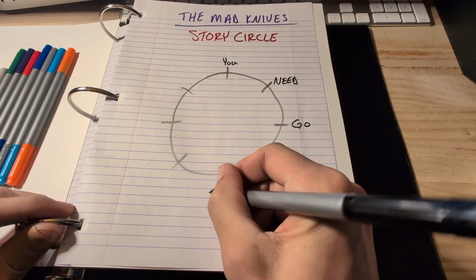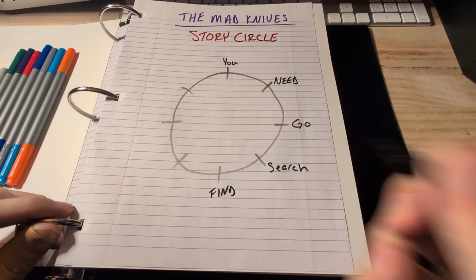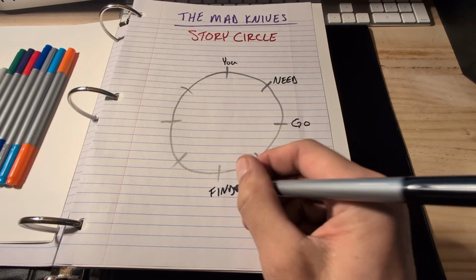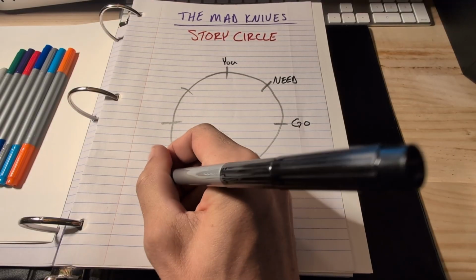Find, at the bottom of the circle here, sometimes requires some new skill or some other teammate. So in the search, the characters would adapt and grow, and that growth and adaptation will lead them to find the thing that they need. The next step is take.